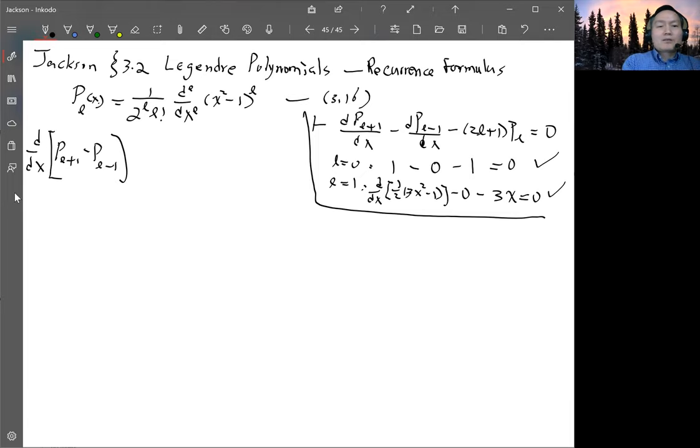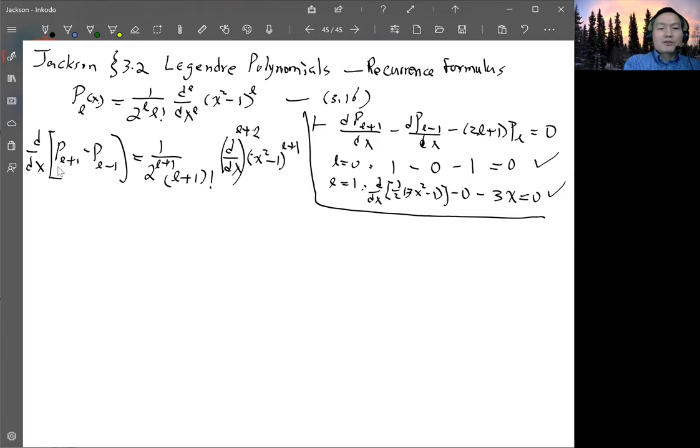So you have two terms. One is, when you substitute this formula, this L becomes L plus one. So you have 2^{L+1} and then (L plus one) factorial. And this d/dx, let's write it this way, maybe easier to see: d/dx to the L plus one power. Because you have an extra d/dx, it becomes L plus two. So this one is L plus one, and you take another derivative, so it becomes L plus two, and it's (x squared minus one) to the L plus one power. So that's the first term.